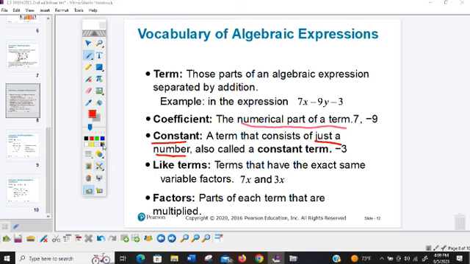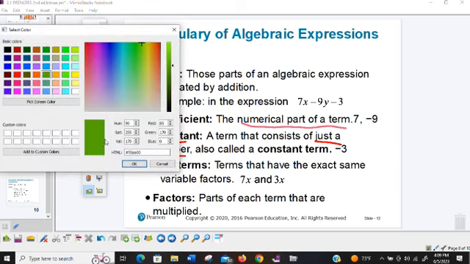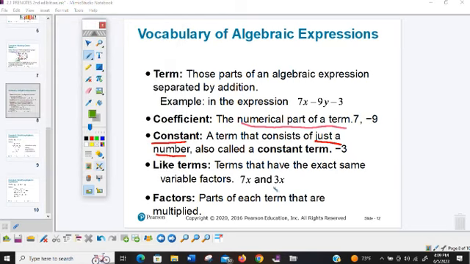Like terms are terms that are alike, like 7x and 3x. They both are x. If I had 6y and 7y, those would be like terms. Okay? They have to be the same. If I had 3x squared and negative 2x squared, those would be like terms. You can only add x's with x's, y's with y's, x squared with x squared, and so on. Factors are the parts of each term that you have to multiply.